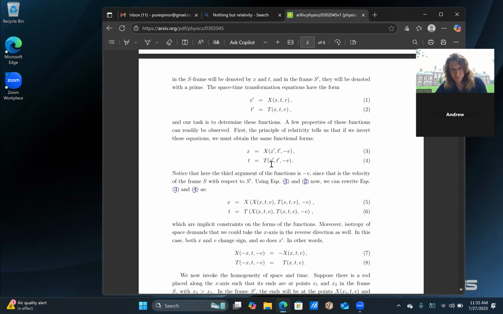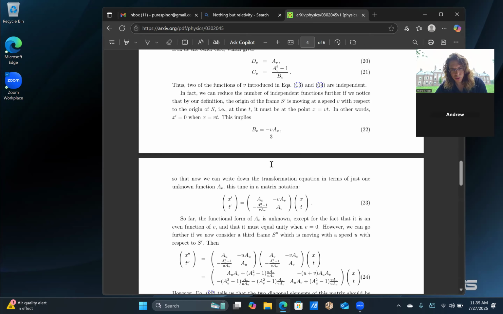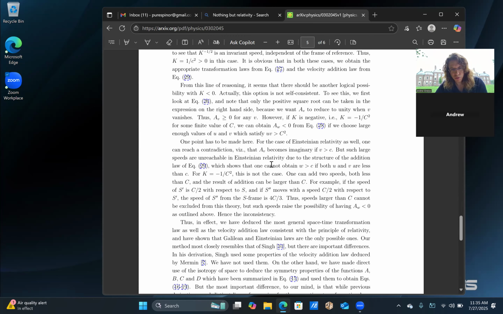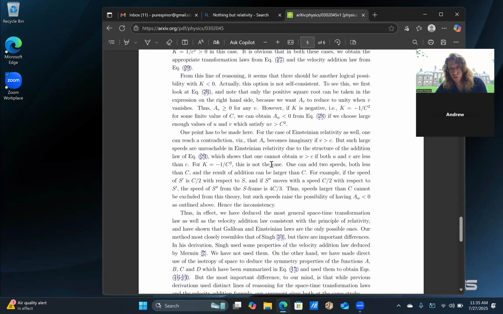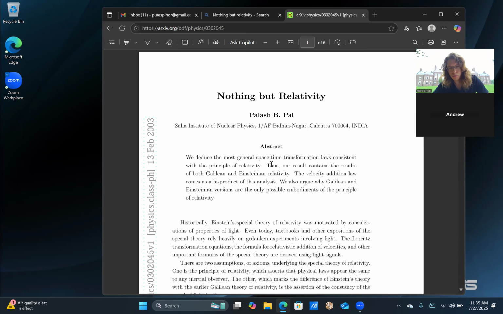So if you want, I could go over this derivation as well, but it's relatively straightforward, so I don't see the need to do it right now. And certainly if we do it, I'll make a separate video about it.